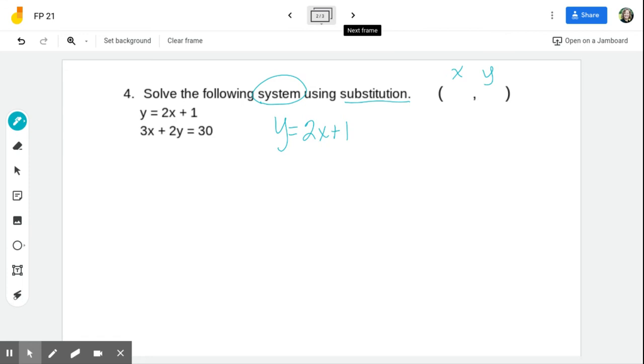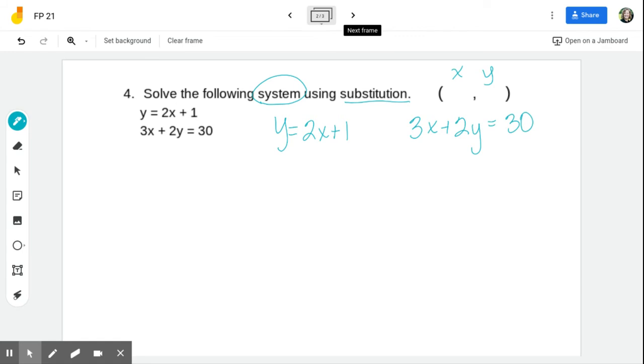We're going to say y equals 2x plus 1. So the y-intercept is 1, which we can see here. And then the slope is rise 2, run 1. Rise 2, run 1. Okay? So next I'm going to graph the other equation that's here, the other linear equation, 3x plus 2y equals 30.